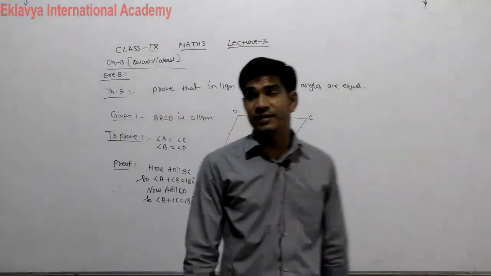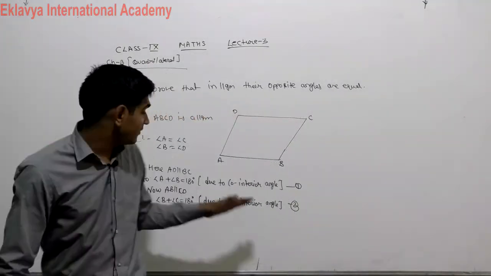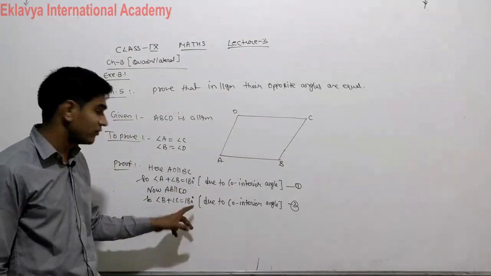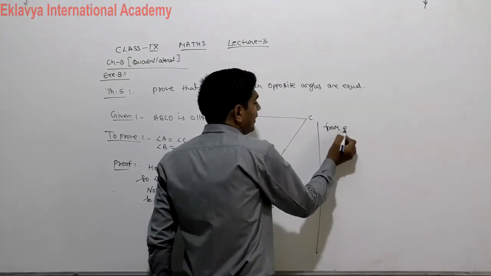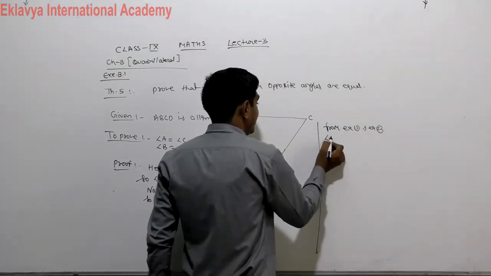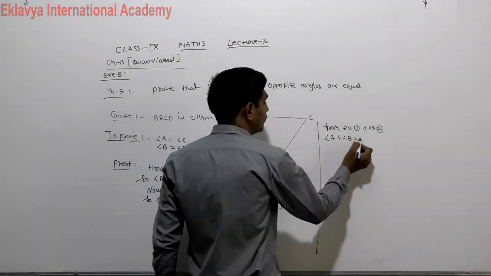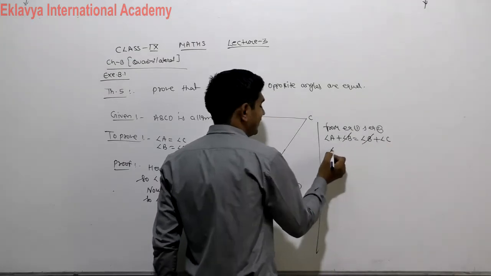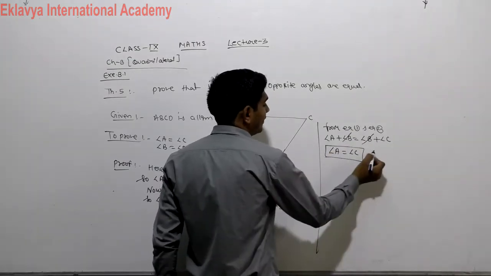From equation first and second, what do we observe here? Equation first right hand side is also 180 degrees. Equation second right hand side is also 180 degrees. So from equation first and equation second, angle A plus angle B is equal to angle B plus angle C. Angle B cancels. What result will come? Angle A is equal to angle C.